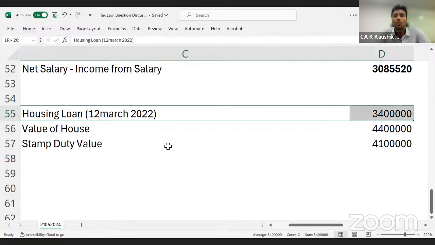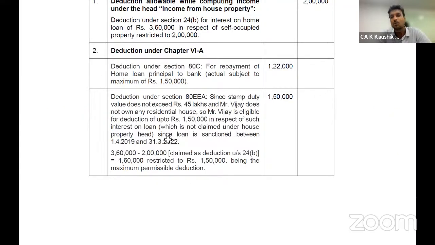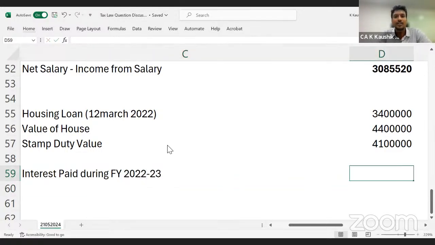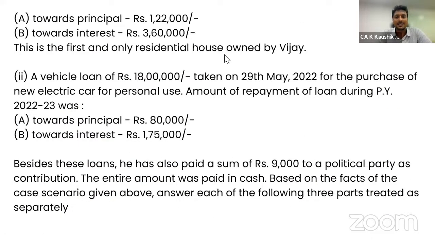And the housing loan is 34 lakhs. So there is no limit on the amount of housing loan under 80EEA. Under 80EE, we had the housing loan limit. Under 80EEA, there is no limit on the amount of loan, but there is a restriction on the size of the house, affordable housing. So we assume that this is taken from the affordable housing. Now, the interest paid during FY 22-23, as per the question given, is 3,60,000.